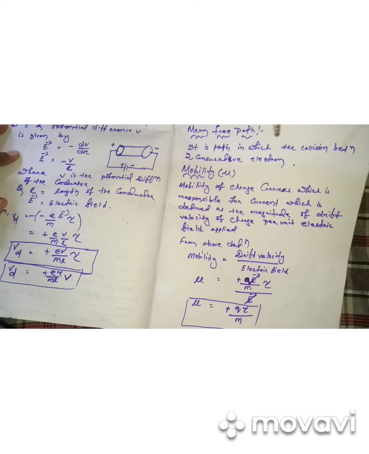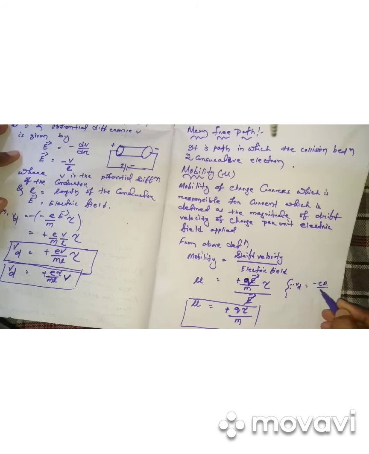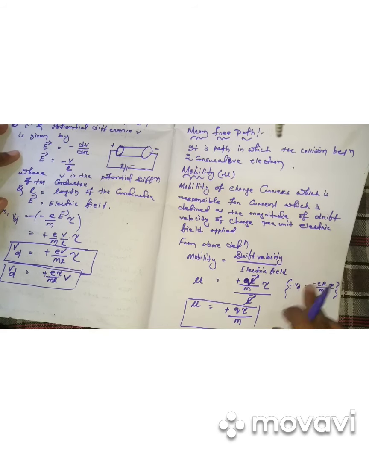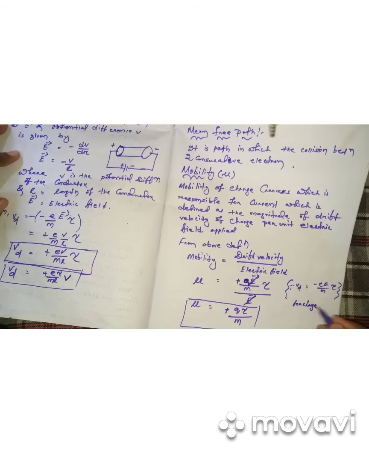If you represent q as a hole, it can be represented as plus e. That's why I'll represent plus q e by m. That is, drift velocity is represented, since in that case you represent Vd equal to minus e by m into tau. So minus e can be represented as q, for charge q equal to minus e. So q equal to minus e.